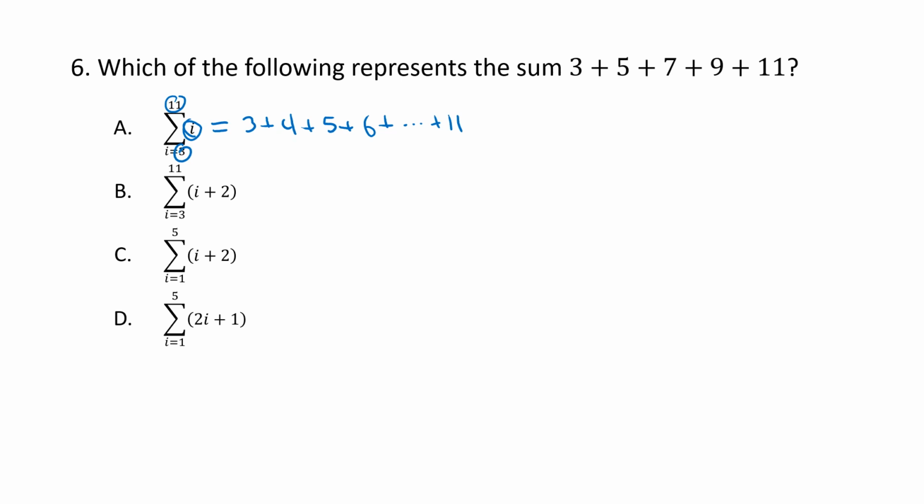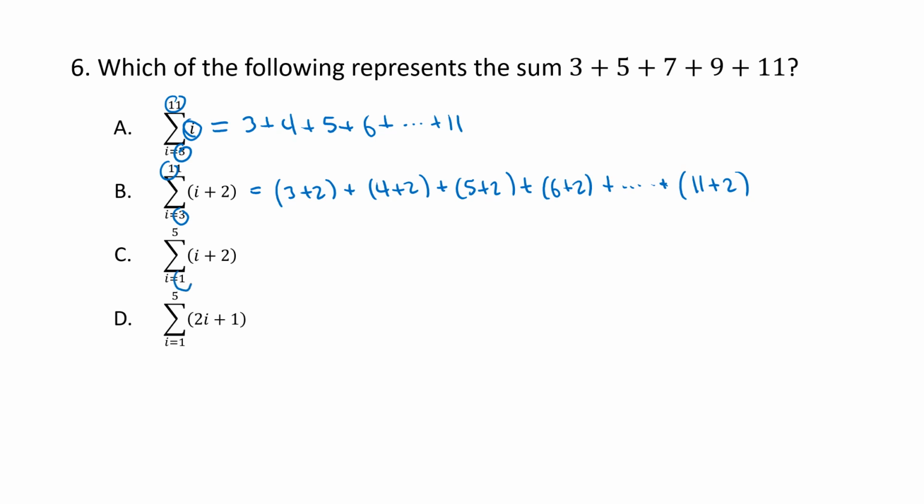This sum here again starts at 3 and ends at 11, and the formula I'm plugging into is i plus 2. So what that means is I'm looking at 3 plus 2 plus 4 plus 2 plus 5 plus 2, right? Each of those numbers between 3 and 11 I'm plugging into that formula until eventually I end up with 11 plus 2. And that's definitely not right, because that's 5 plus 6 plus 7 going all the way up to 13.